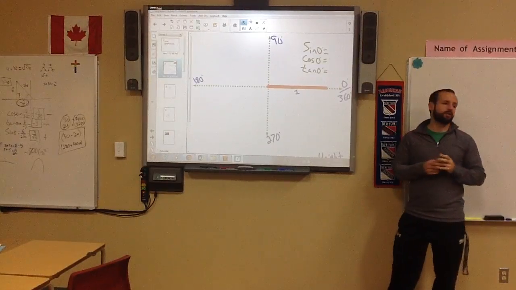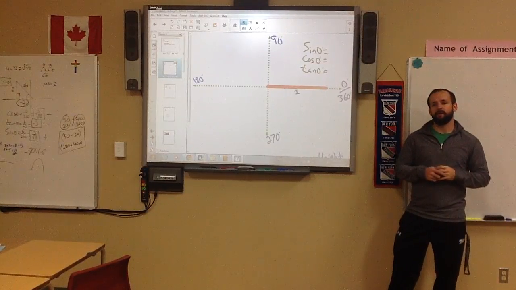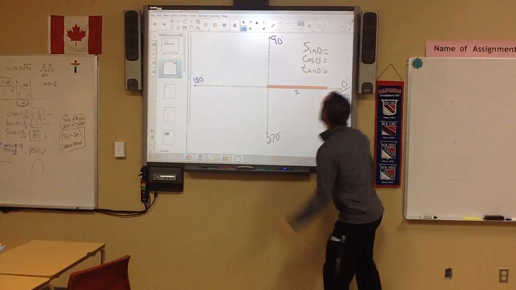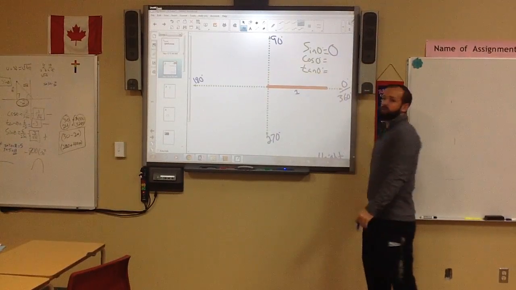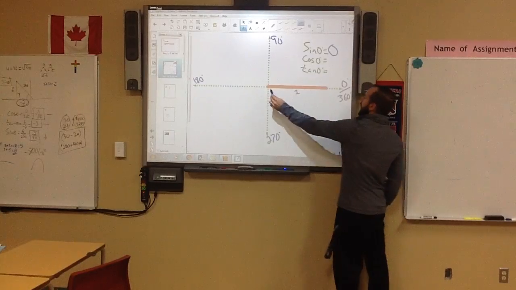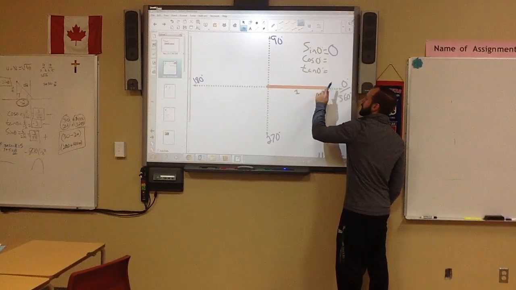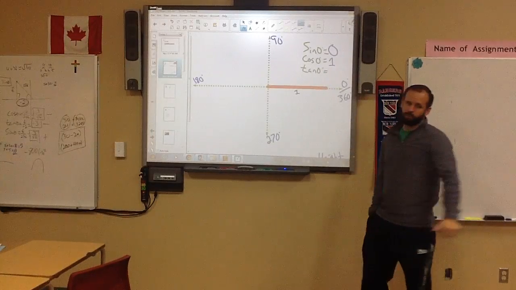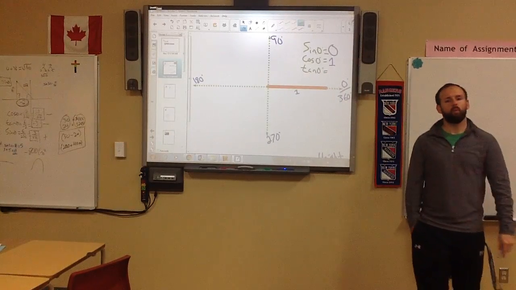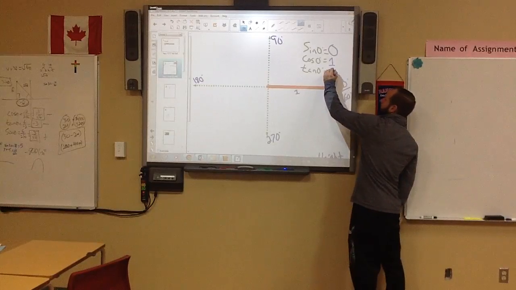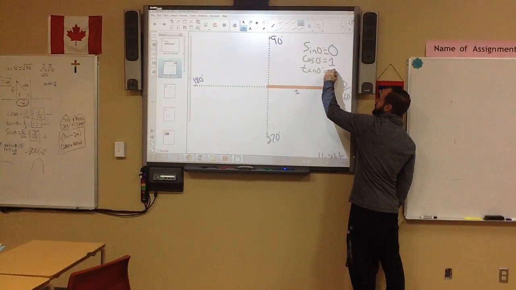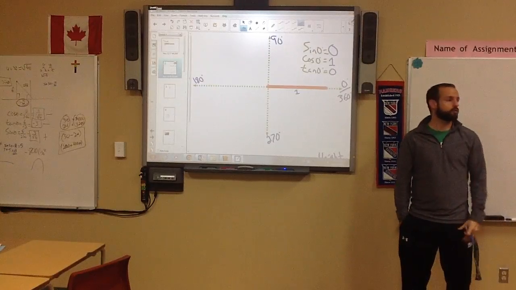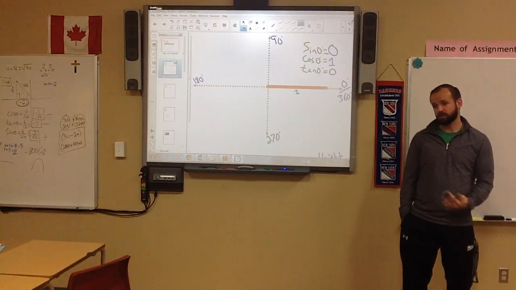So sine of 0 deals with height. What's my height right now? 0. Cosine is overness. I'm over from the origin to the end of the terminal arm by a factor of 1. And what is my slope? It's rise over run. My rise is 0, my over is 1. 0 divided by anything is still 0. Pretty straightforward. Questions on that?